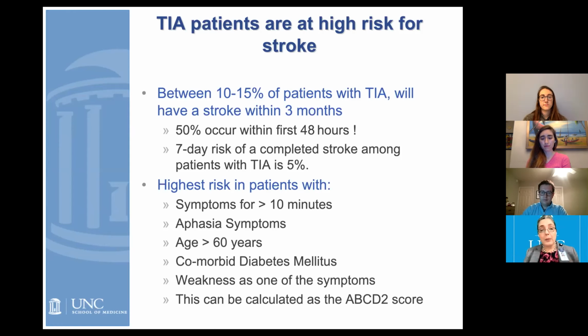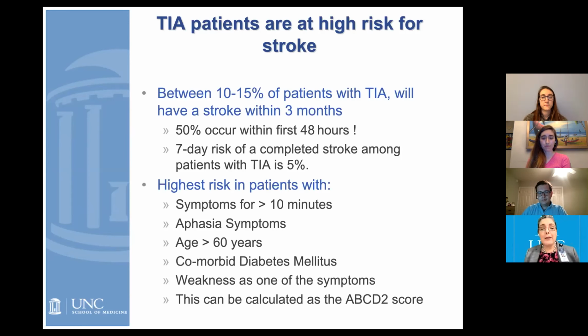You had a terrible event, some blockage occurred, and then by some miracle of nature, that blockage opened up and you're back to normal. However, it is really crucial to figure out where that blockage came from so we can prevent the very next event. And if we look at some of the data, about 10 to 15% of patients who come in with a mini stroke or a TIA will go on to have a stroke in the next 3 months.